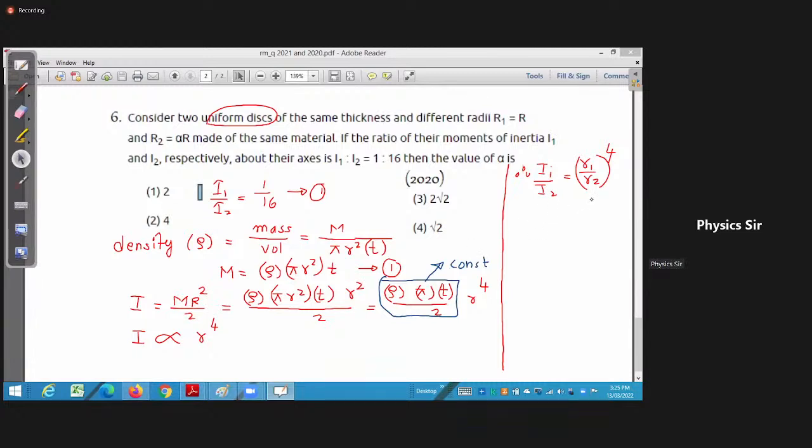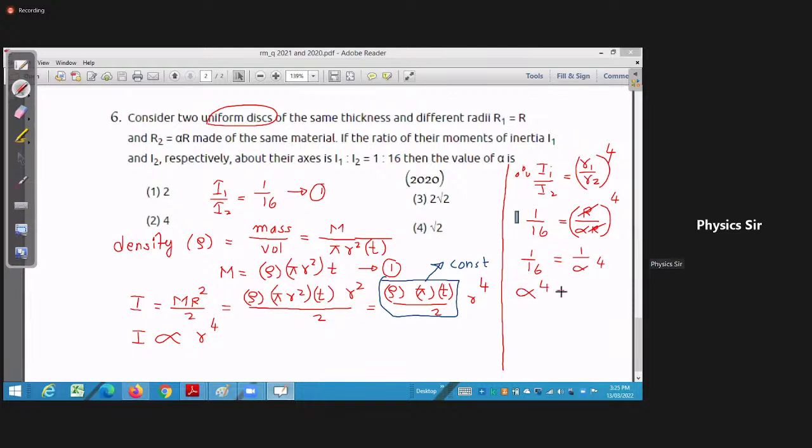R1 by R2 to the power 4. Now what is this? What is I1 by I2? This I1 by I2 is 1 by 16. What is R1? R1 is R, and what is R2? R2 is alpha R, to the power 4. Now this R and R get cancelled. This will be 1 by 16. 1 by 16 is 1 upon alpha to the power 4.